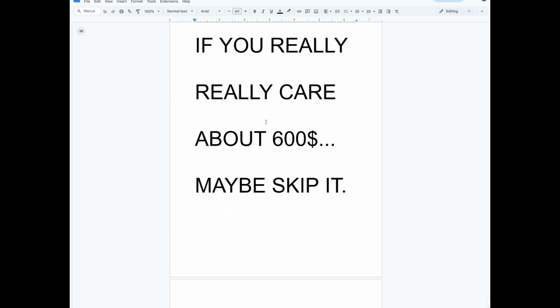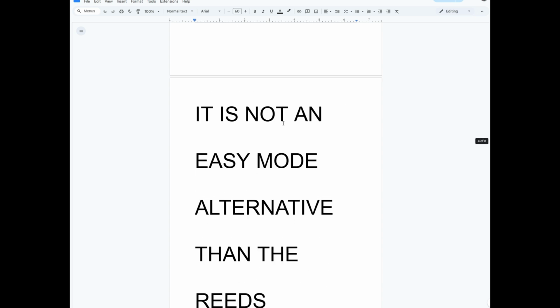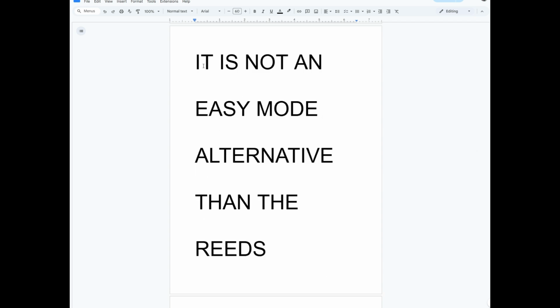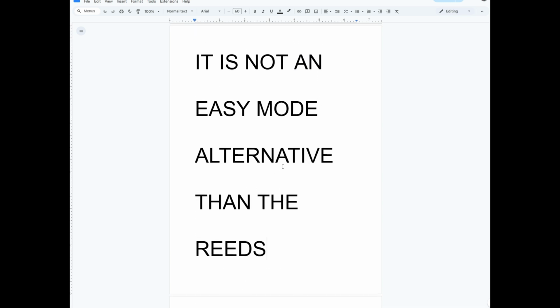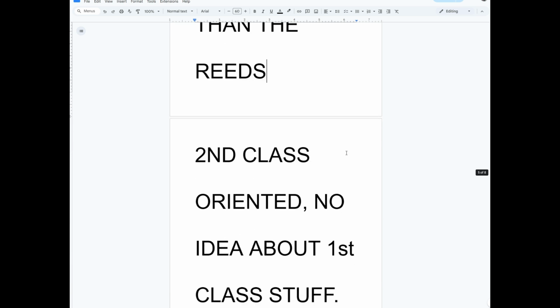If you really care about $600, maybe skip it. Just do the Reed's book if you can, and if you can do the Reed's book and get through it, you could skip the course because $50 is much cheaper. But this is not an alternative to Reed's, so you still need the Reed's book when you do that course. Many of the chapters in the course refer you to Reed's Naval Architecture, and you also need Reed's construction because there's not much theory in this online course. It's just about the math.